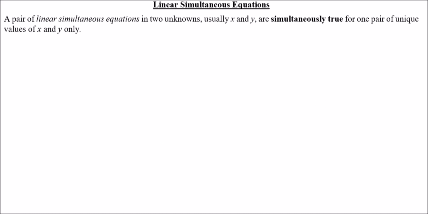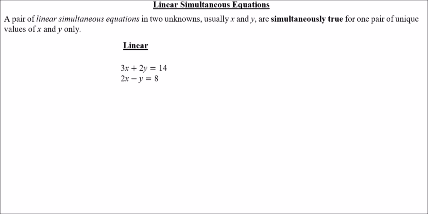So essentially today we're talking about linear simultaneous equations. The first thing to mention here is that a pair of linear simultaneous equations in two unknowns, usually denoted by x and y, are simultaneously true for one pair of unique values of x and y only. So what do we mean by linear? Well, linear means the variable or variables have the highest power of 1 only. So an example of linear would be 3x plus 2y equals 14 and 2x minus y equals 8. The powers of x and y can be rearranged so it's just x to the power 1 and y to the power 1 respectively.